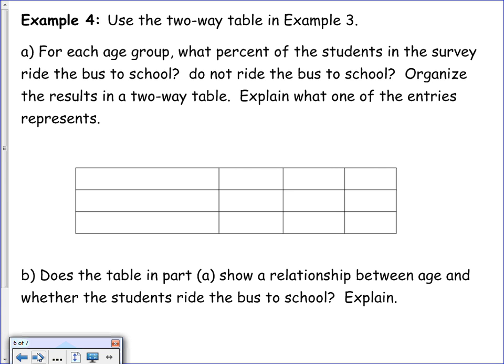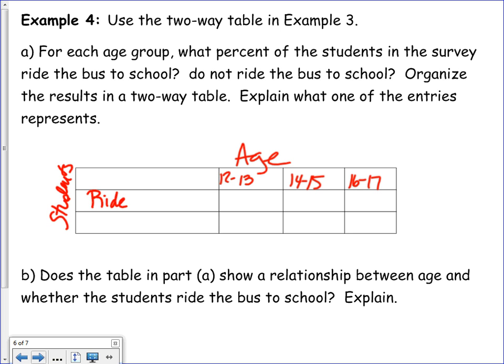So again, we have our age group, which was 12 to 13, 14 to 15, and 16 to 17. I needed one more spot here. And then we have our students who ride the bus to school and who do not ride the bus to school.